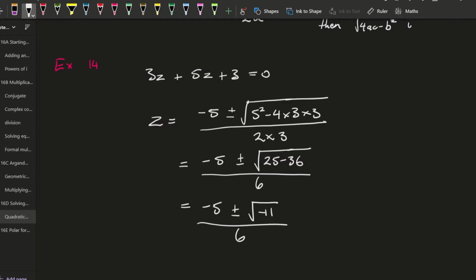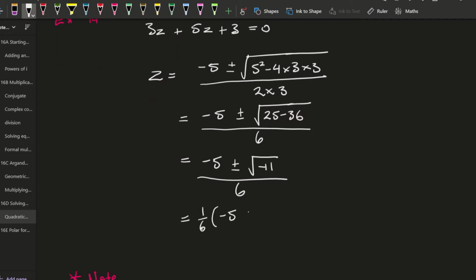And you should know that the square root of minus 11 is the square root of 11 times i. And because we were in the habit of factoring out the denominator in front of the rest of the complex number, we can now write that as 1/6 of minus 5 plus or minus the square root of 11 times i. That really is all you need to do, okay? So all you have to do is sub it into the quadratic formula and now use the tricks you know to deal with a negative square root.